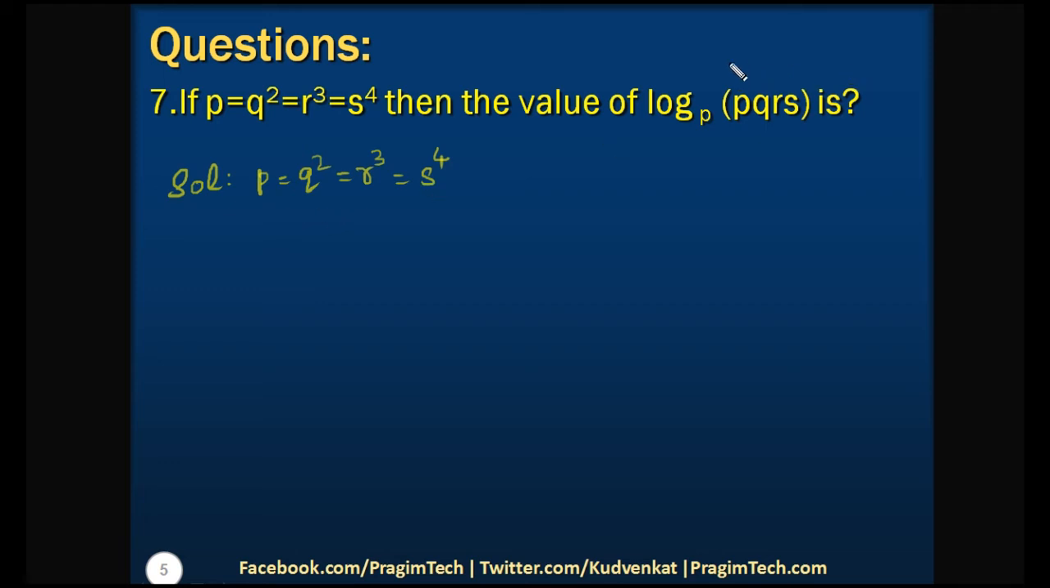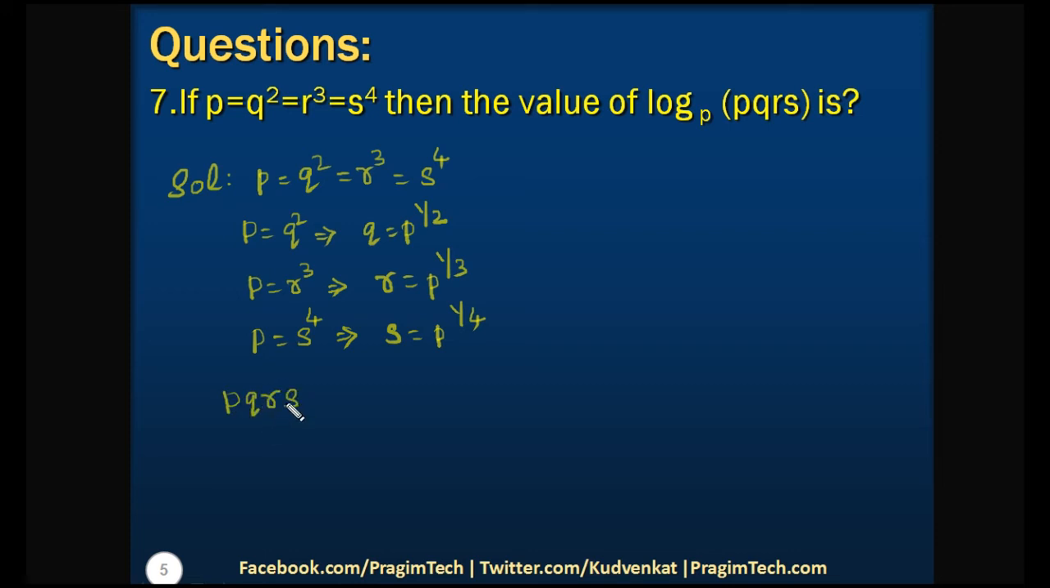So p, directly we can write it. So p is equal to q square, which implies q we can write it as p to the power of 1 by 2, right? Let's take r. p is equal to r cube, which implies r is equal to p to the power of 1 by 3, right? Similarly for s, p is equal to s to the power of 4, which implies s is equal to p to the power of 1 by 4. Now it is p, q, r, s. So let us multiply p, q, r, s. That is p into q is nothing but p to the power of 1 by 2 into r is p to the power of 1 by 3 into p to the power of 1 by 4 is s.